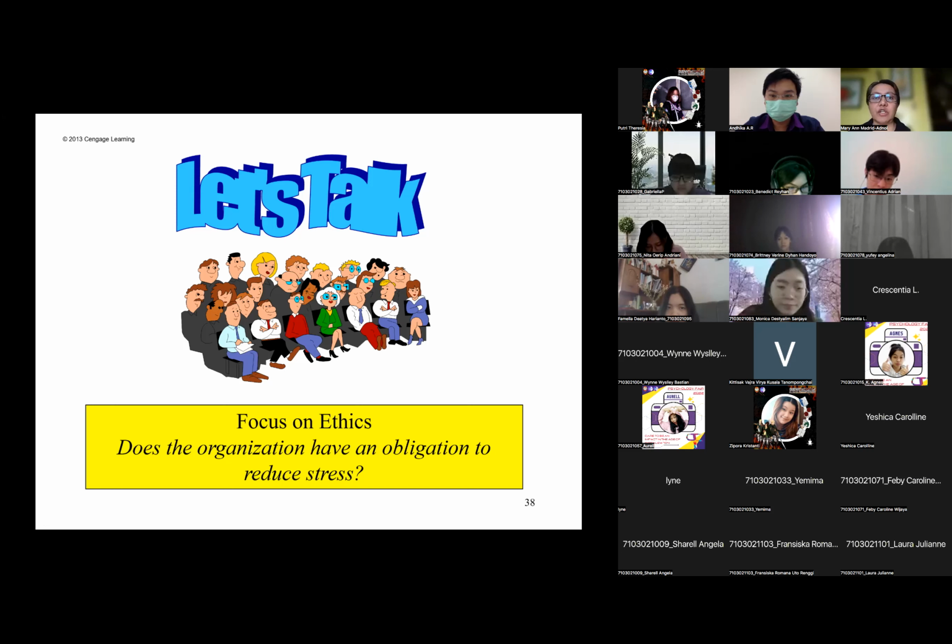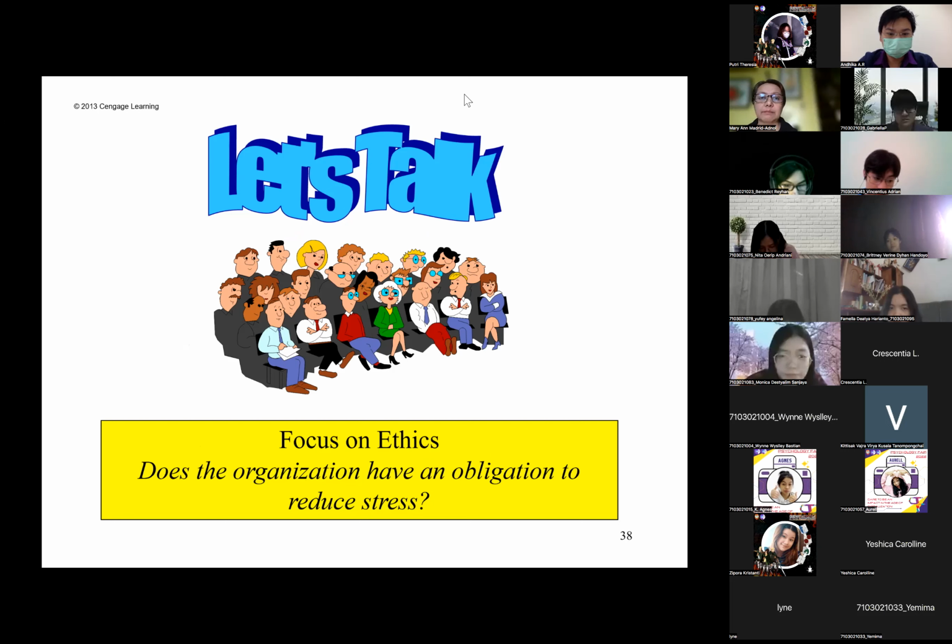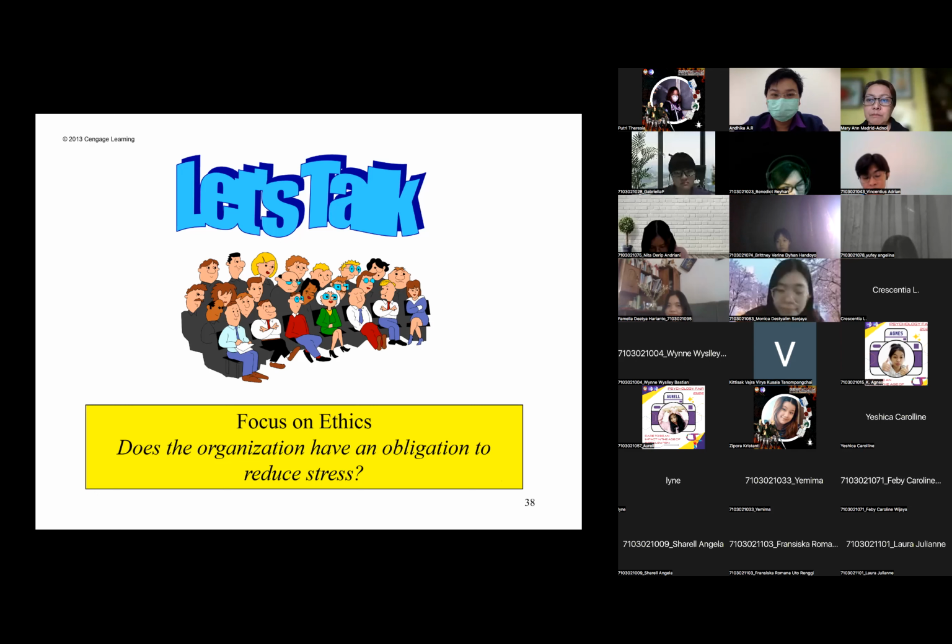Other clarifications in general, no? About the topic from what we discussed so far, from our first slide, concepts of stress, up to the different stressors, up to the different interventions to deal with or to buffer stress. Do we have other questions? Not only on this last slide, but from the concepts of stress, from the different stressors, from the different interventions. Any clarification, no?